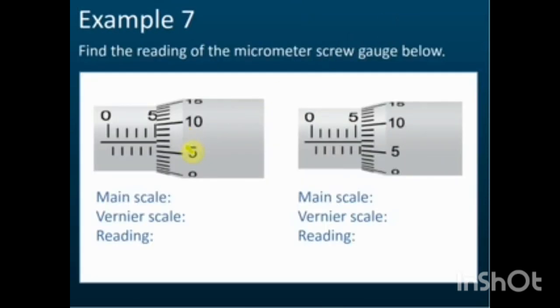Can any of you tell me what's the reading of the main scale for this one, the first case? What's the reading of the main scale? Jeannie, Liu? Yes, come on. Five mm, right? So 5 mm. How about the thimble scale? What about the thimble scale? Yes, come on.